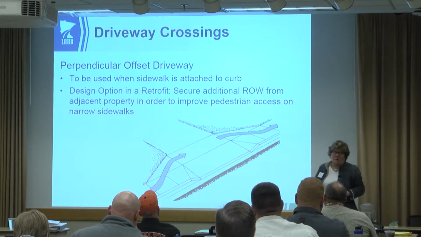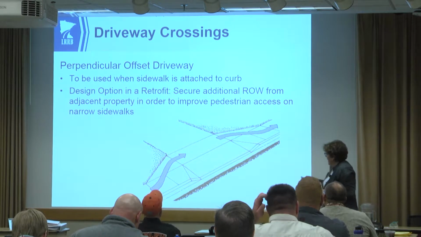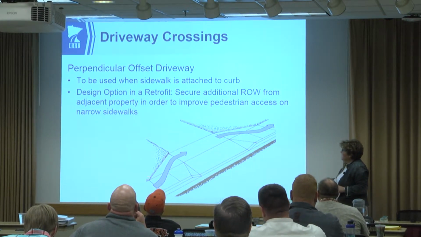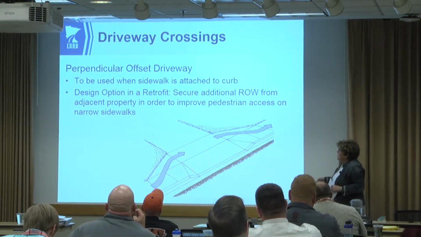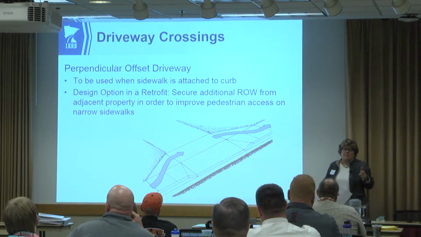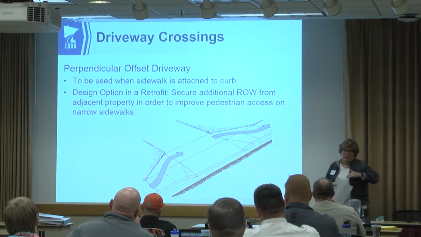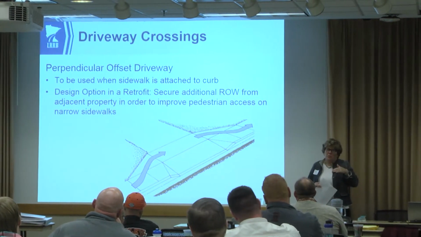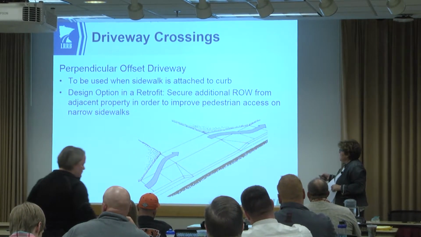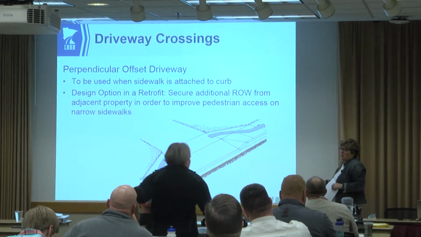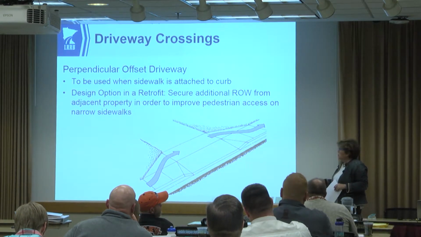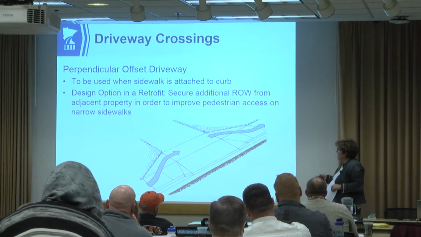A perpendicular offset driveway is required when you don't have the pedestrian access route space to go through the driveway without violating 2 of the maximums. One is the cross slope at 2%, and the other is longitudinal slope at 5%. So the elevation changes such that this grade exceeds 5, or the cross slope is such that that exceeds 2. In that case, you have to pull the driveway up and over.